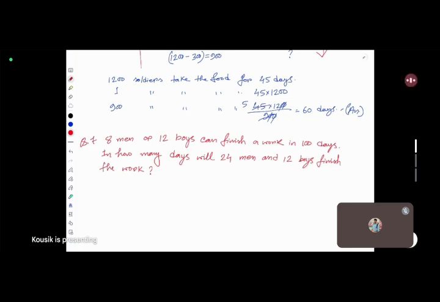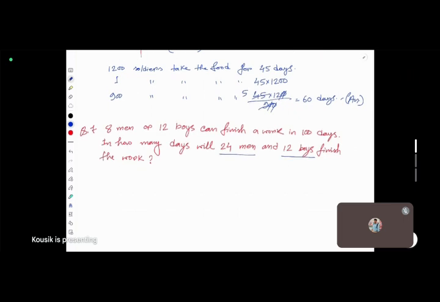No, not the answer. Nobody's is correct. See that there are two types of workers, men and boys. So you should convert them to the same kind. This is a good question.